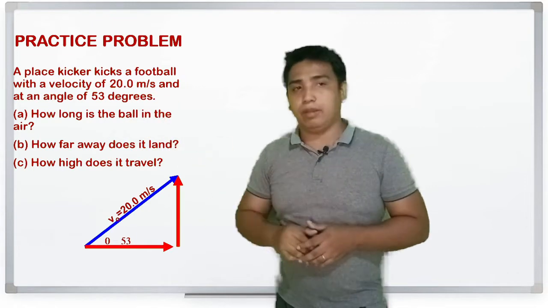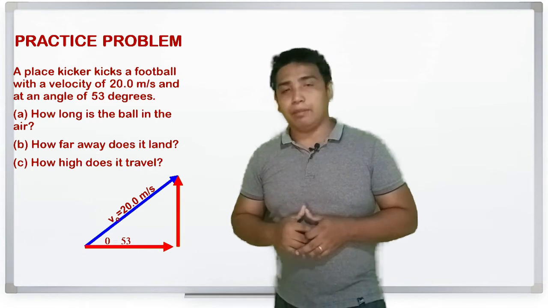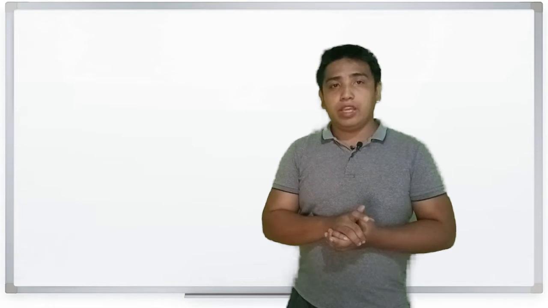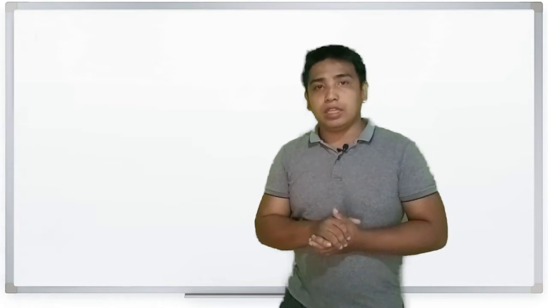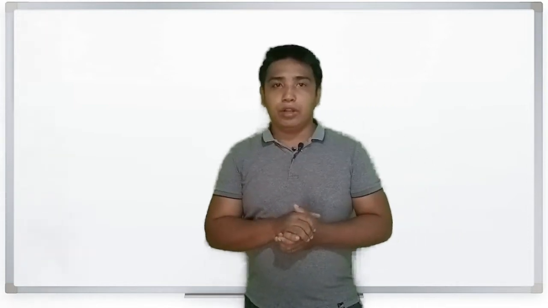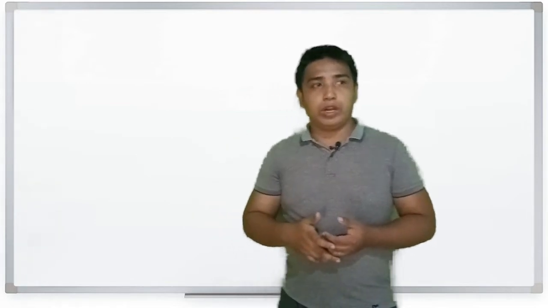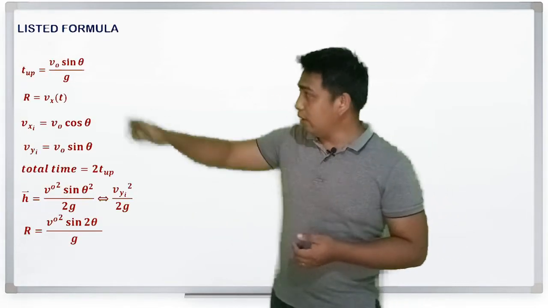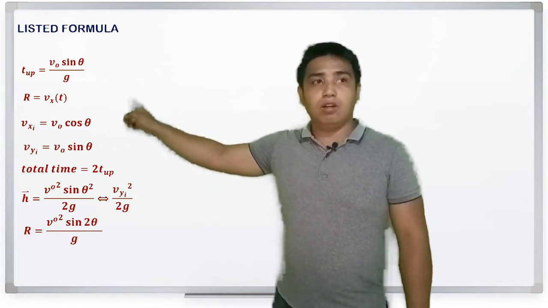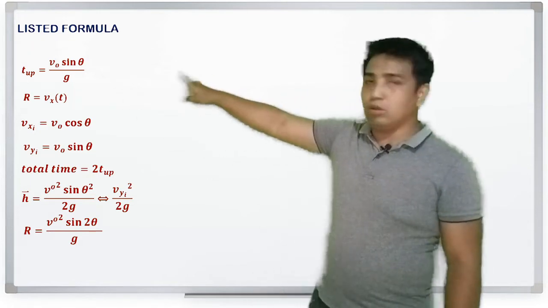So we can start solving by actually getting the time to get up, because in part A you are asked to find the total time, and we have reasoned out that the amount of time for the ball to get up is also the amount of time that the ball needs to go down. So we're going to use the formula from our listed formulas, which is t up is equivalent to vo sine theta all over g, and we get the solution for part A.